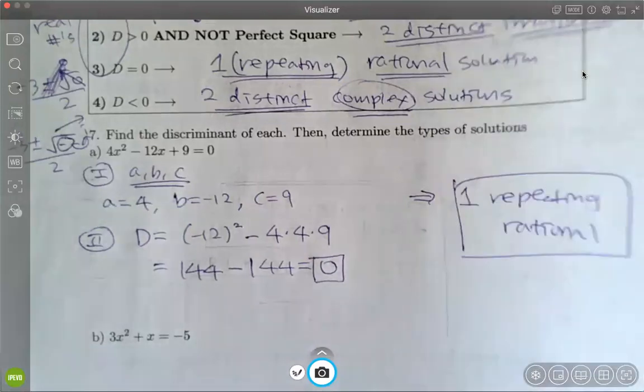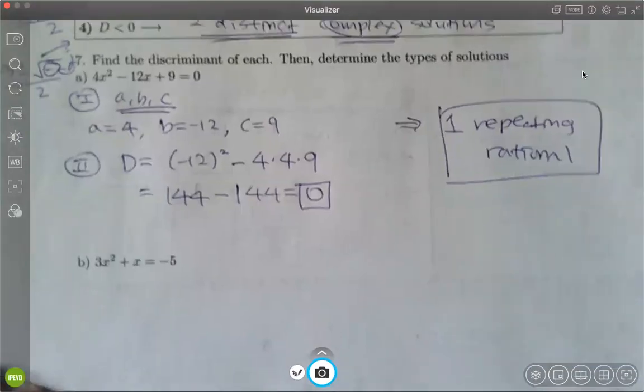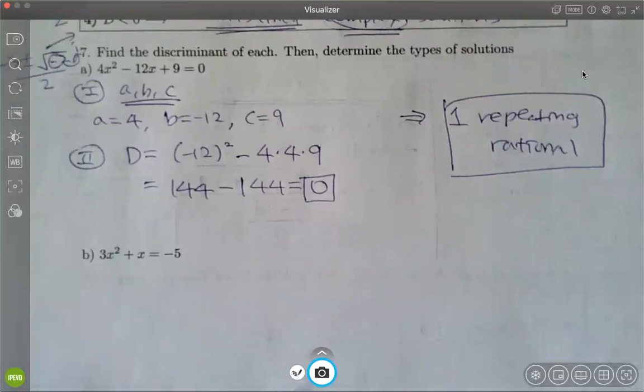And now, part B, 3x squared plus x is equal to -5. Okay, so now here, what is your A? 3. Okay, what is your B? 1. And what is your C? Negative 5, or positive 5? Okay, so now we have some dispute, right? So is it +5 or -5? It's +5, yes. Do you see why?